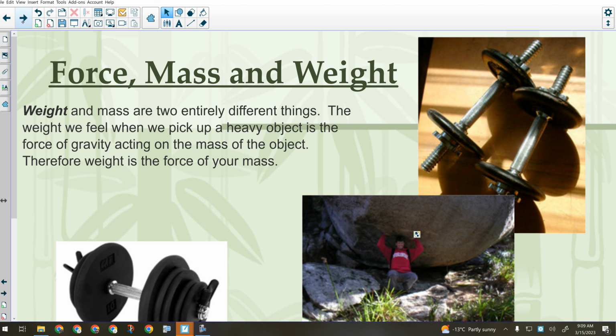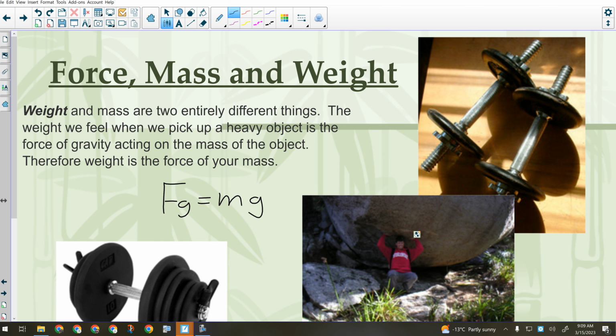But weight is not just dependent on your mass, and thus it is not the same thing as mass. Okay, weight is the force of gravity, Fg. And we calculate it by taking our mass in kilograms and multiplying it by 9.81, which we denote with a little lowercase g. Lowercase g stands for acceleration due to gravity. More often than not, that's going to be 9.81.